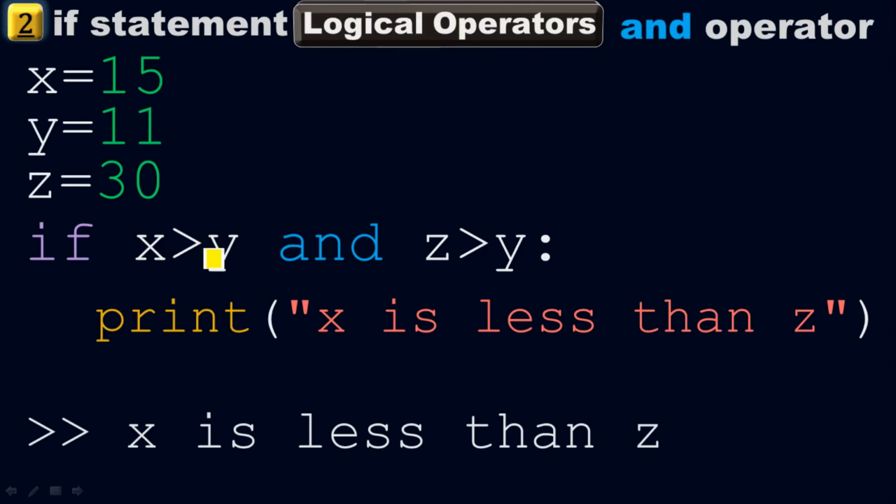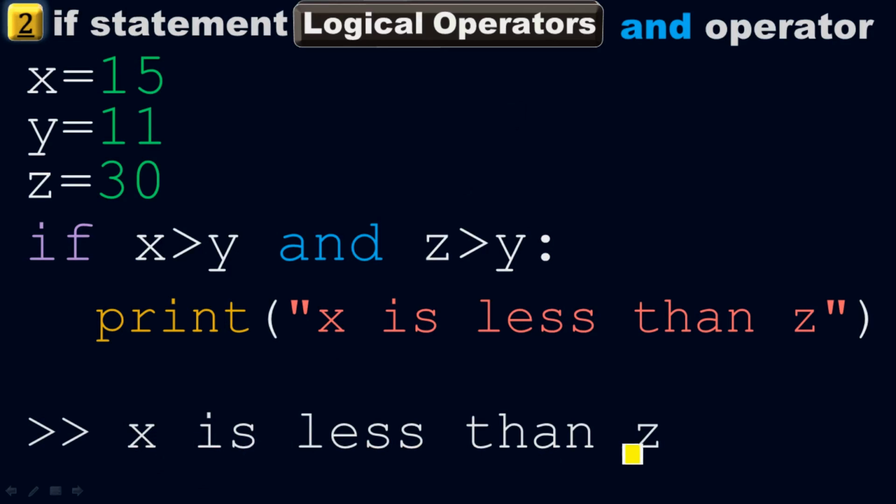Look, if x is greater than y, what is x? x is 15 and y is 11. So x is greater than y, 15 is greater than 11. Therefore, the first statement is satisfied. The second statement is that z is greater than y. What is z? z is 30. y is 11. So 30 is greater than 11. Therefore, the second option is also satisfied. So both of the statements are satisfied here. Therefore, this expression will be printed in the final output.